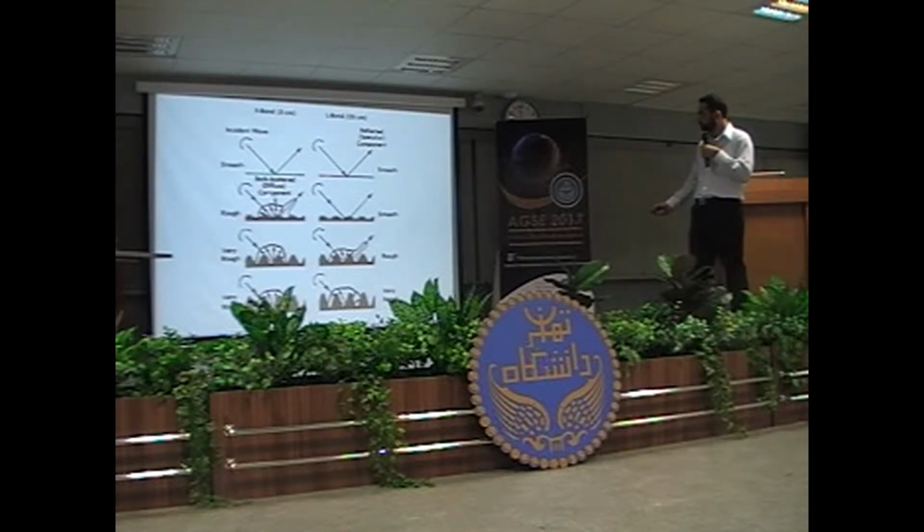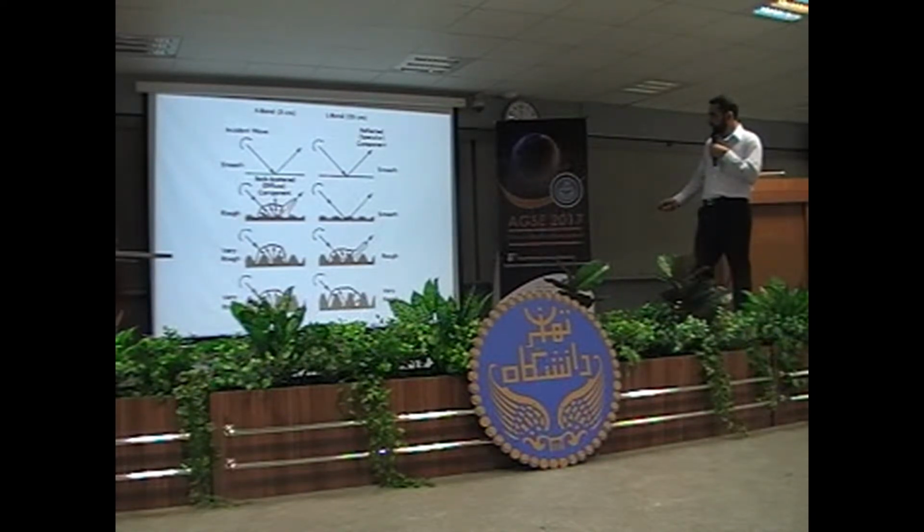For example, here, this is X-band, where the wavelength is 3 centimeters, and also we have L-band, where the wavelength is 25 centimeters. Let's see which of the following surfaces are rough for X-band and which are rough for L-band. In the first case, both X-band and L-band consider these surfaces as smooth. What about the second one?